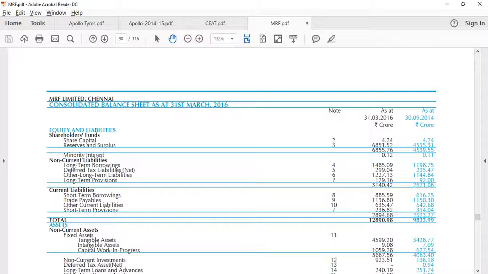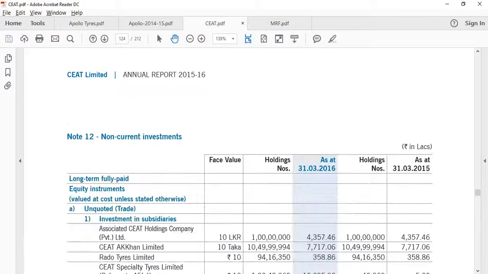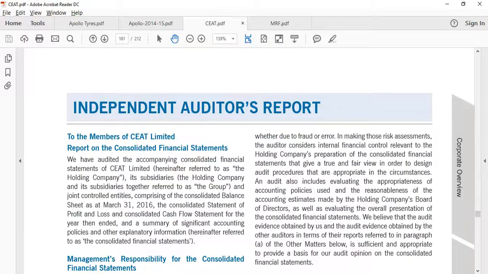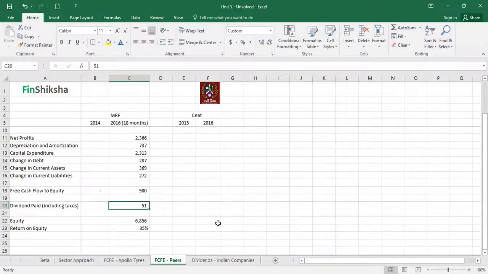That's with MRF. Let's turn our attention to CET pretty quickly, and let's try and see where we can find the financial statements, the consolidated ones for CET. There we go. So let's start right away with the equity itself. This is in lakhs. Let's also convert this in crores. So I'm going to put in 2064 on the Excel file here.